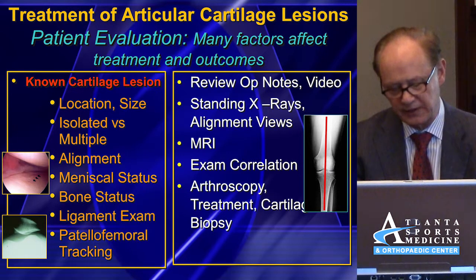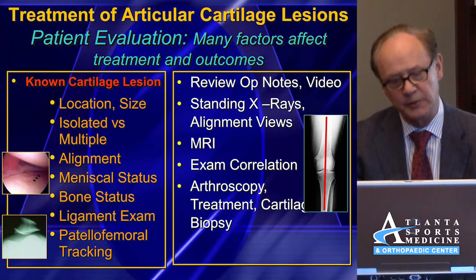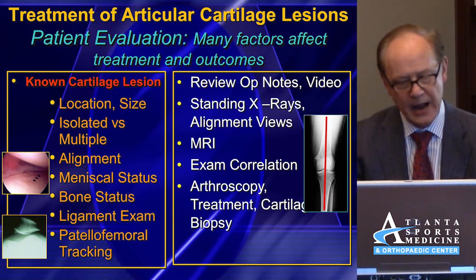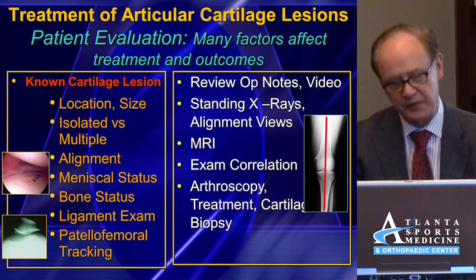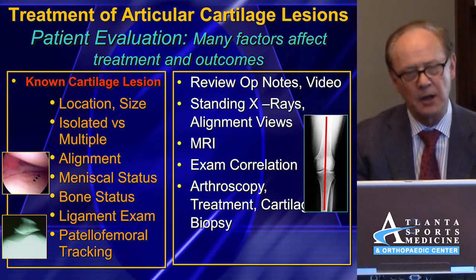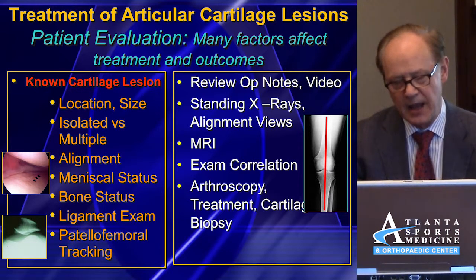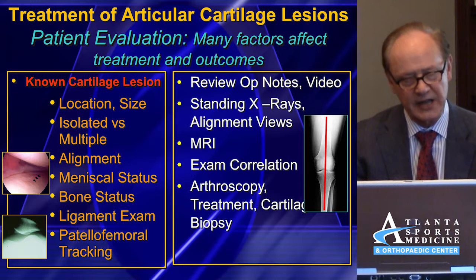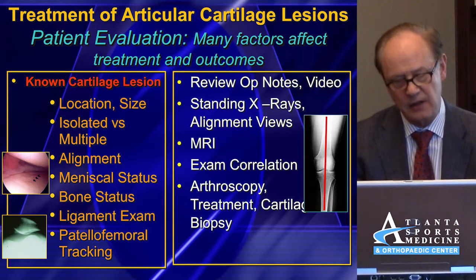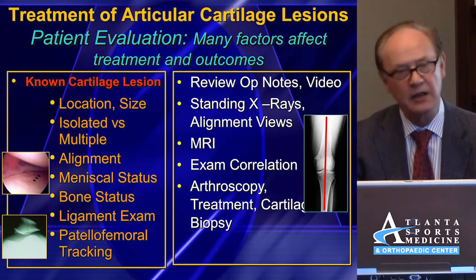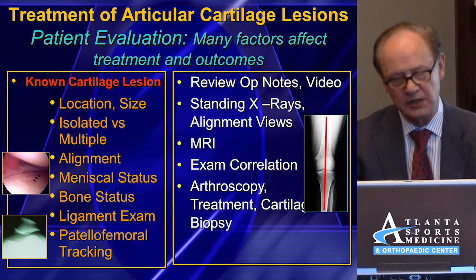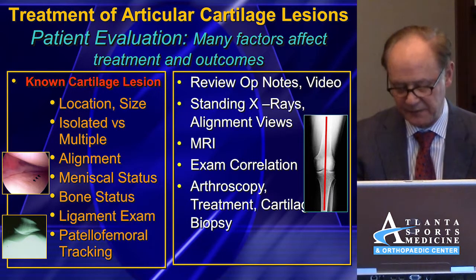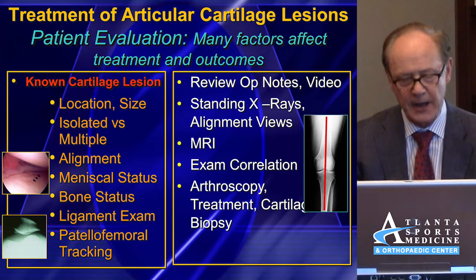We'll take x-rays, we'll look at video pictures. Ultimately, we'd like to look at an MRI oftentimes. We want to correlate that with physical examination. It's important that it correlates with where the patient's having pain. And then ultimately, we get a chance to look inside the knee and evaluate for possible other treatments, be able to decide what the best thing is, or in the case of autologous chondrocyte implantation, or ACI, we'll actually take a sample of the tissue to be able to grow the cells in a lab and come back and fix the problem at a later time.